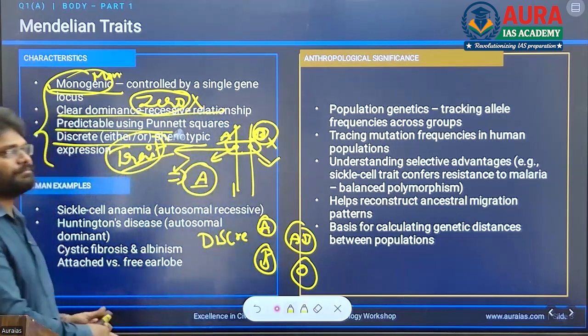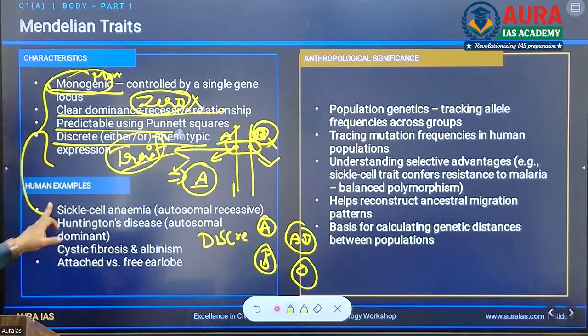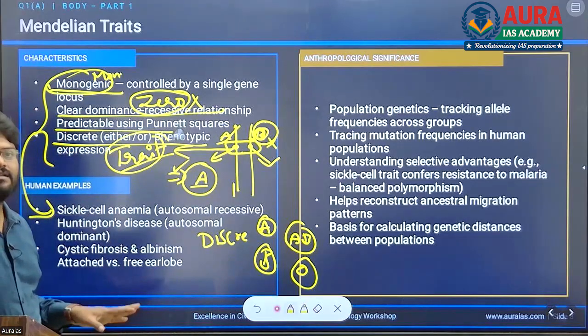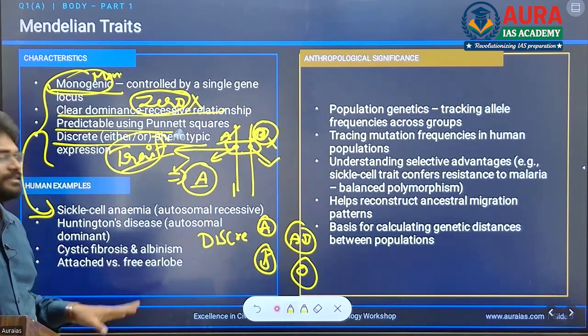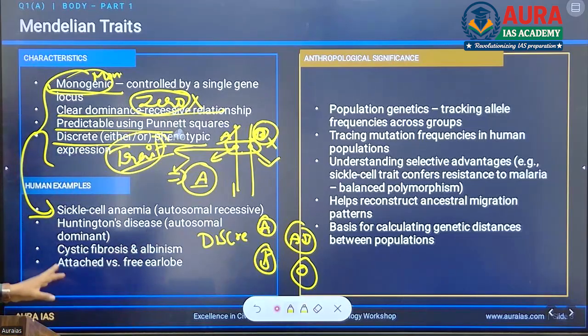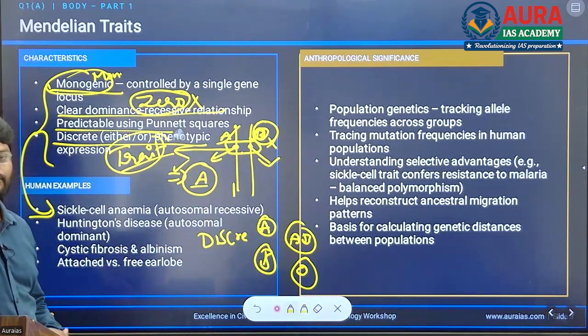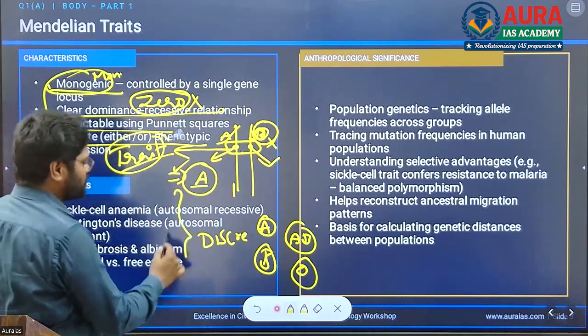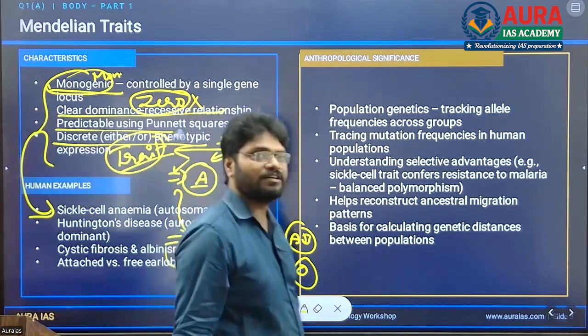If you want to give some examples, you should immediately introduce examples like sickle cell anemia, cystic fibrosis, Huntington chorea disease, and attached versus free ear lobe. These are all traits that follow the simple rules of Mendelian inheritance.